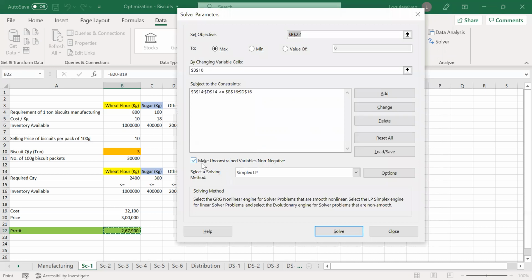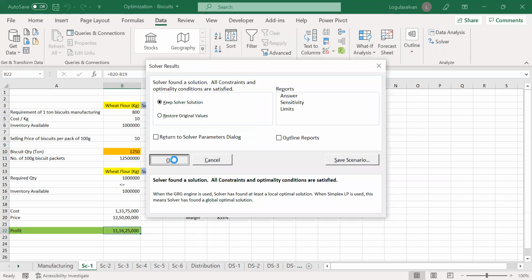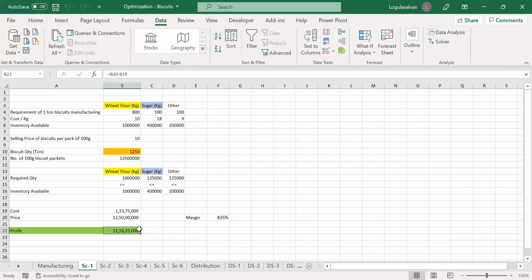Fine. So make sure of the non-negative constraint, it should not take any negative value. Here there are 3 methods. So I'm selecting the simplex LP method. Once you select that option, click solve. You can see within a click of a button, you have got the answer.